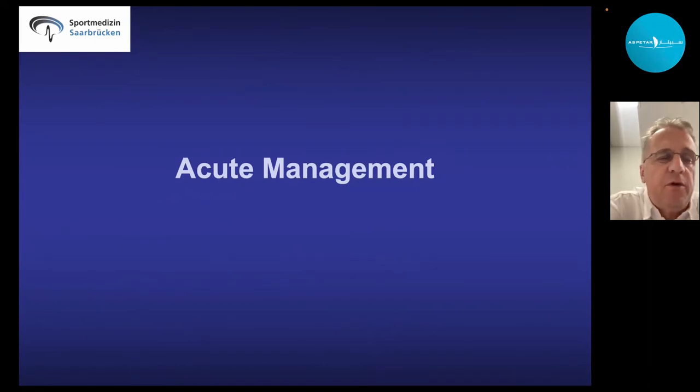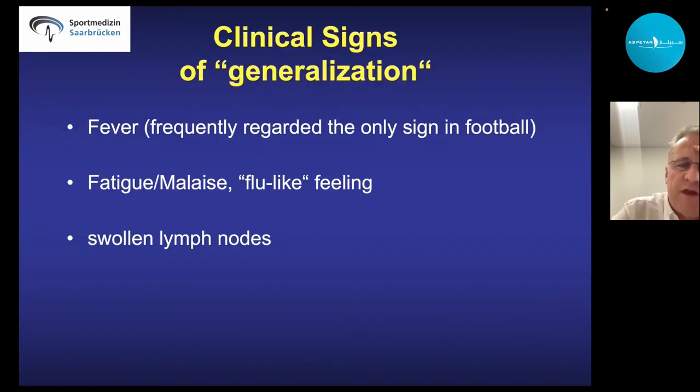So the next step, if primary prevention has failed, is the acute management of the disease. And the very first step for each physician is, of course, the history taking and the physical examination. And this is sometimes underestimated, I think, and technical examinations are overestimated in turn. But the clinical signs of generalization should definitely be checked. Measurement of fever is a basic step to be taken.